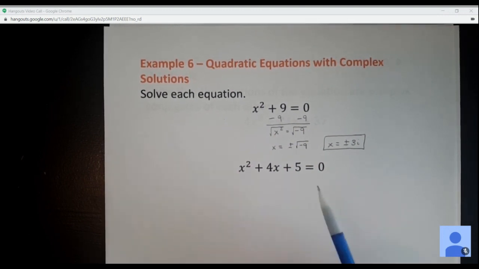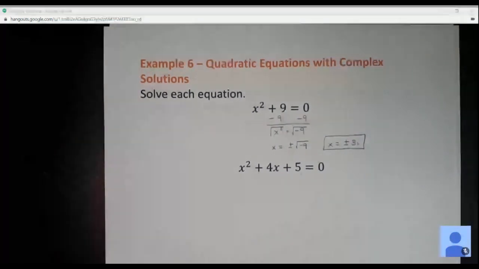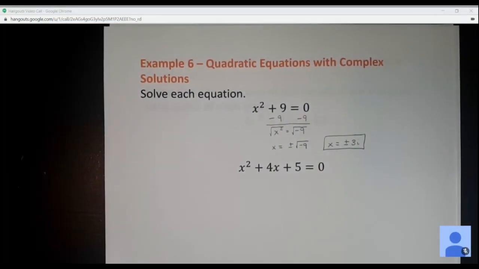What could I do at that point if I wanted to solve this if it doesn't factor? Awesome. Quadratic formula, right? Completing the square would also work, right? If you like completing the square, feel free to use that too. But quadratic formula will definitely always work. Okay, so let's go with that.